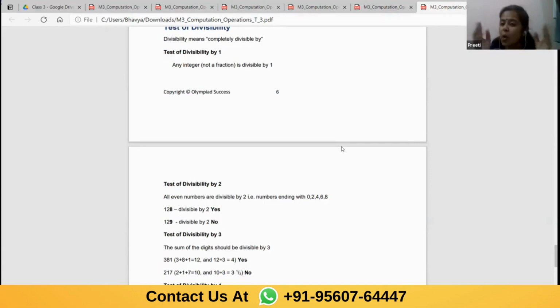For 2 it's super easy. All the even numbers are divisible by 2. What are even numbers? Even numbers are the numbers which can come in the table of 2, or in simple terms you can say that the numbers which have 0, 2, 4, 6 or 8 at one's place are even numbers. Don't go by the table of 2.